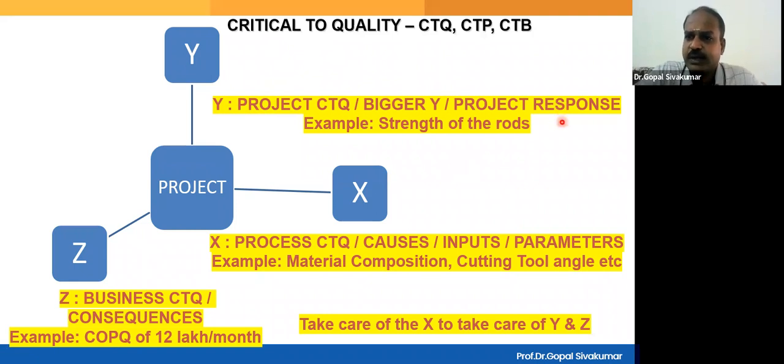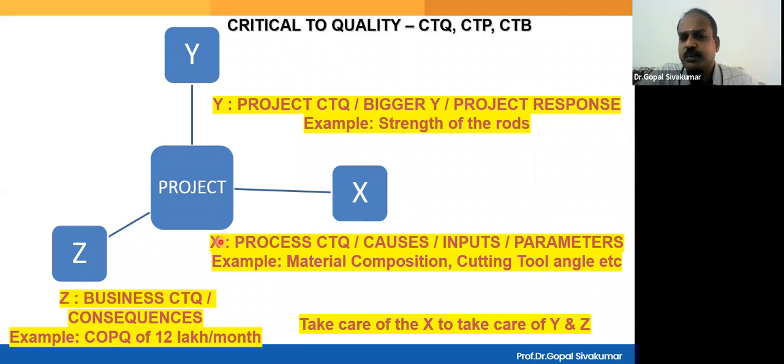For example, I manufacture metal rods, and the strength of the metal rods is important, but I receive a lot of complaints about the strength of the metal rods that I'm manufacturing. Now, the strength of the metal rods is the y variable. And the strength of the metal rod actually depends on various other factors. Some of the factors are the composition of the material I am using for manufacturing the rods, the machining process I adopt, the cutting tool angle I set, and these are all called X variables.